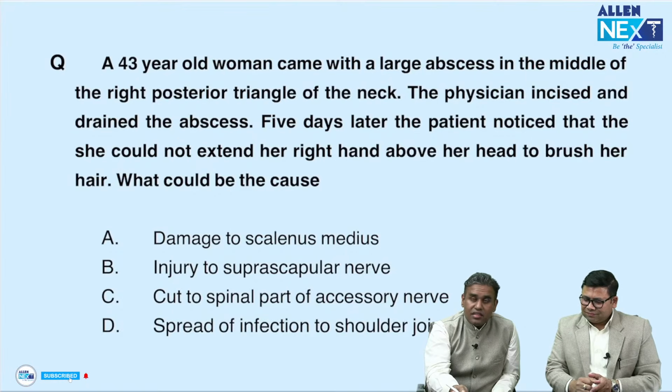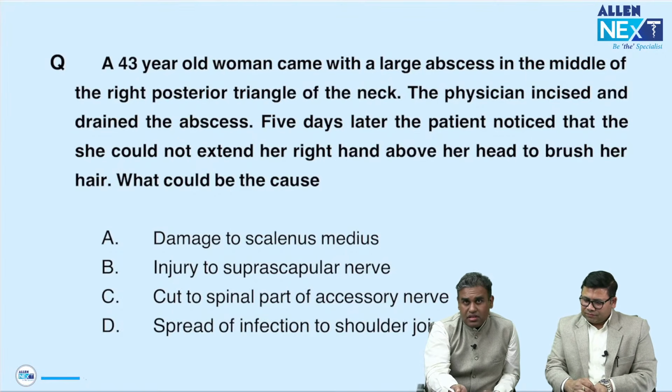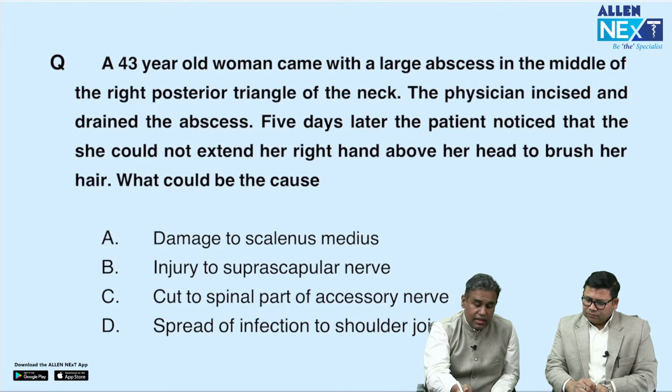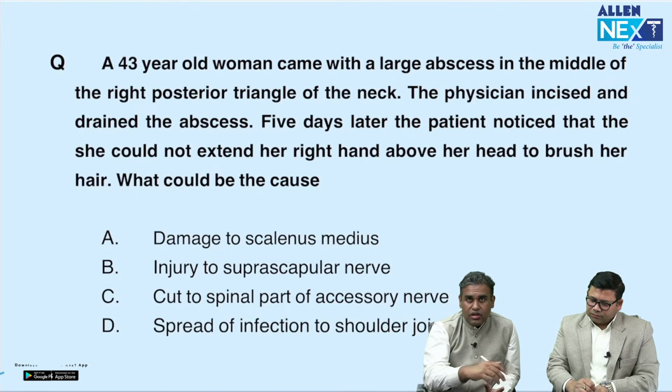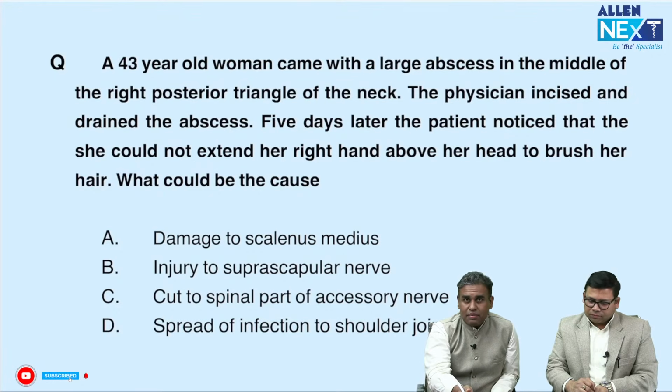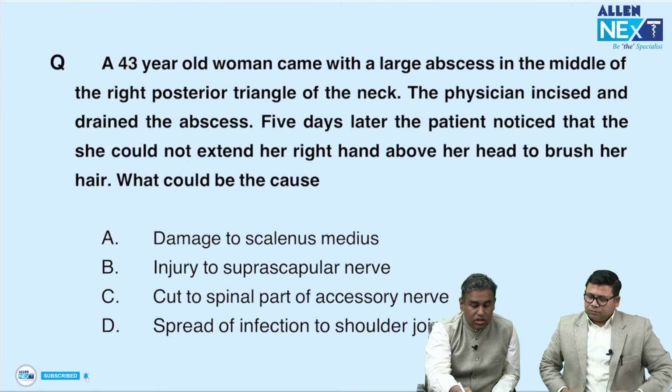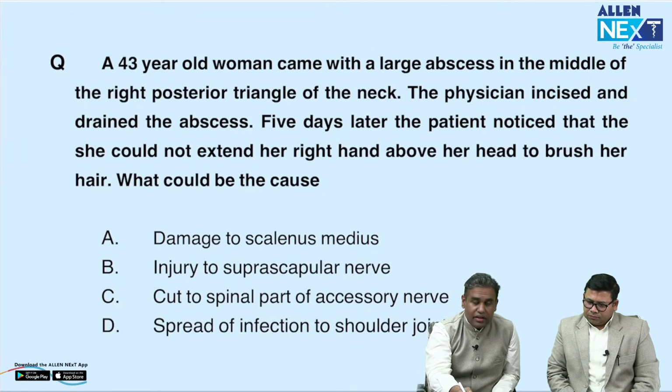Options are damage to scalenus medius muscle. This could be a muscle problem. Okay, let's see. Injury to suprascapular nerve. Now you have to think about whether there can be injury to it, and what muscles does it supply? Will it lead to that? Or cut to the spinal part of the accessory nerve. Remember the location of the nerve and what it supplies. Will it help in those movements? And last is spread of infection to the shoulder joint, so they're asking for secondary pyogenic arthritis of the shoulder joint. So what do you think is the answer over here?